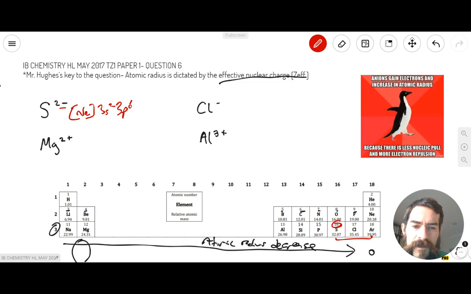Now we compare that to the chloride ion. Well, chlorine is here, and it's gained 1 extra electron, so that brings it over to the electron configuration of argon as well. So the chloride ion is going to be the same electron configuration: everything as far as neon, 3s2 and 3p6.